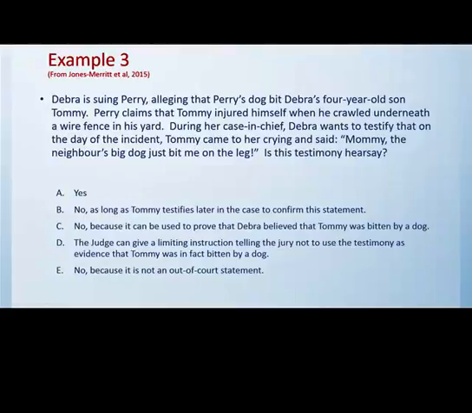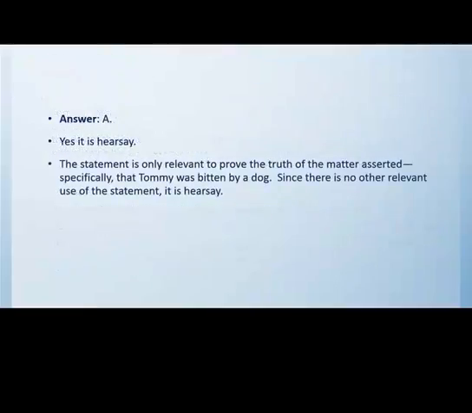So in this case it's clearly an out-of-court statement. The purpose of introduction of the statement is to prove that Tommy was bitten on the leg by the dog, which is a fact in issue in the case. Therefore, the statement falls within the rule against hearsay. So the answer is A, yes it is hearsay. The statement is only relevant to prove the truth of the matter asserted, specifically that Tommy was bitten by the dog, since there's no other relevant use of the statement. Therefore, it is hearsay.